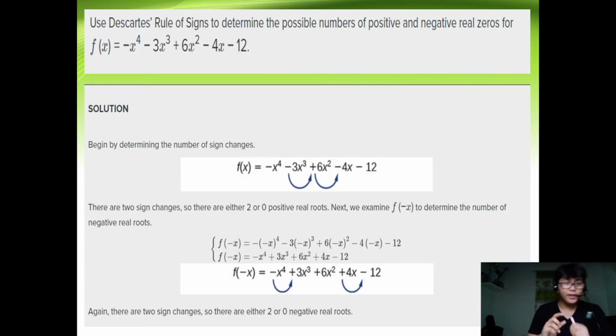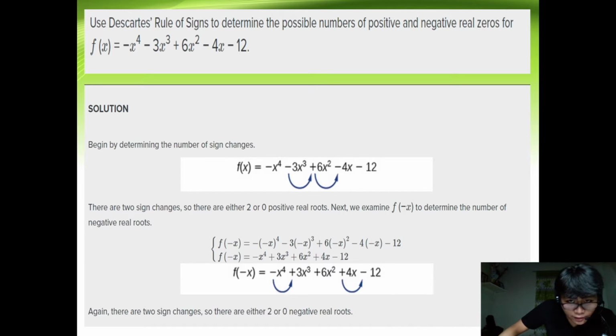So the first step is to begin by determining the number of sign changes. Here in the example, f of x is equal to negative x raised to 4 minus 3x cubed plus 6x squared minus 4x minus 12. As you can see, we are going to look at the number of changes. From the first term to the second term, there is no change, so it is not counted. Again, we are looking for the number of sign changes here.